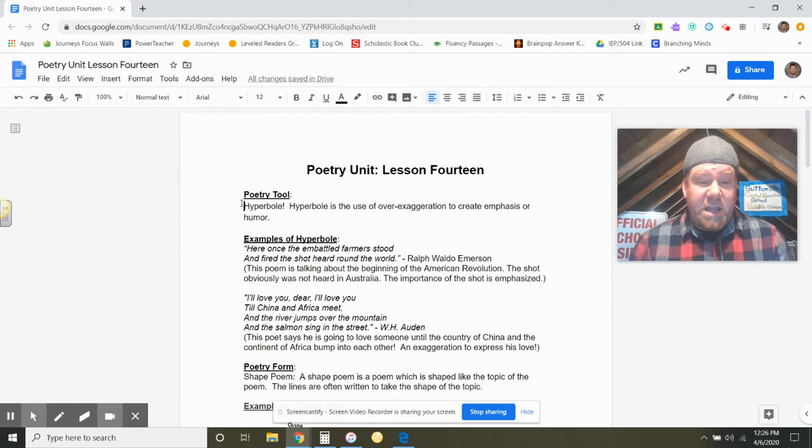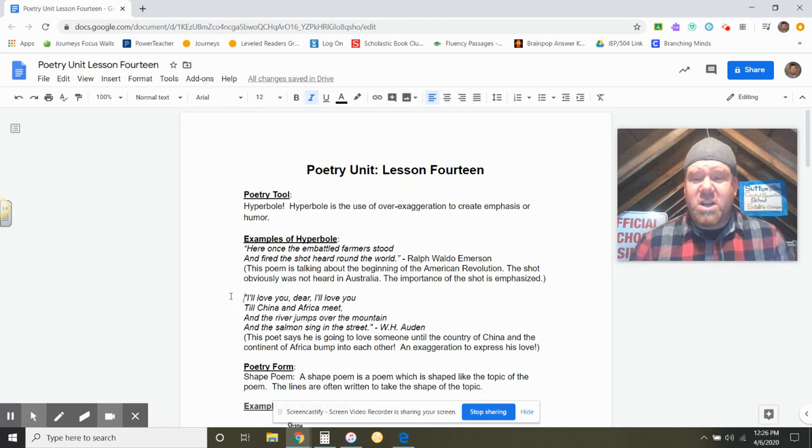Okay, here's another sample here of the use of hyperbole. I'll love you, dear, I'll love you, till China and Africa meet, and the river jumps over the mountain, and the salmon sing in the street. This is a section of a poem by W.H. Auden. This poet is saying that he loves this person so much that he's going to love that person until China and Africa come together and bump into each other, which is very unlikely to happen for millions, billions, might not even ever happen at all, right?